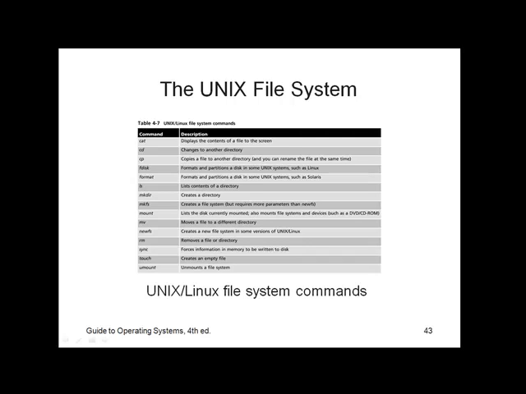mv moves a file to a different directory. rm allows you to remove the file or directory altogether. Sync, as I said before, forces information in memory to be written to the disk. Touch is just a way of creating an empty file, and umount is a way of unmounting a file system.